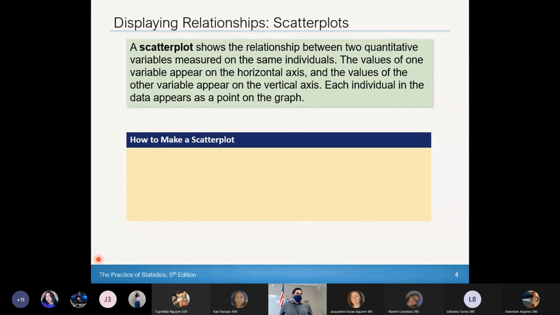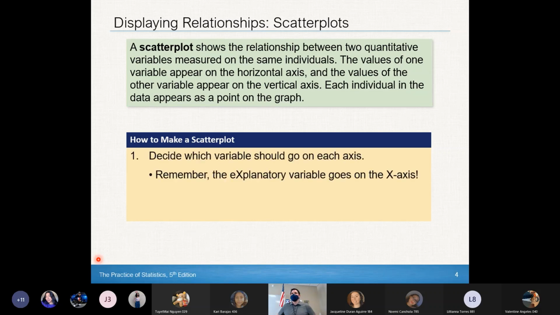And displaying relationships, scatter plots. A scatter plot shows the relationship between two quantitative variables measured on the same individuals. The values of one variable appear on the horizontal axis, and the values of the other variable appear on the vertical axis. Each individual in the data appears as a point on the graph. We'll see examples of these today.